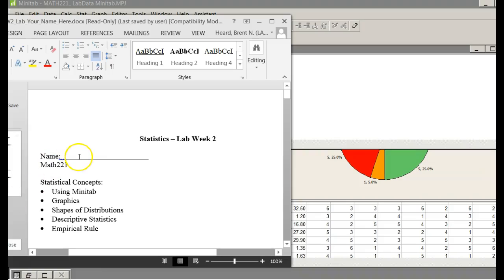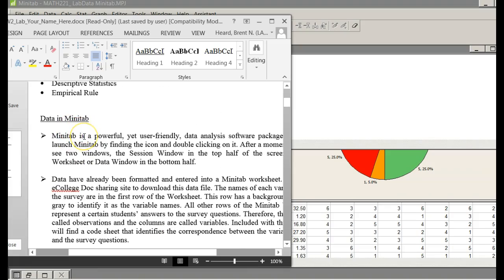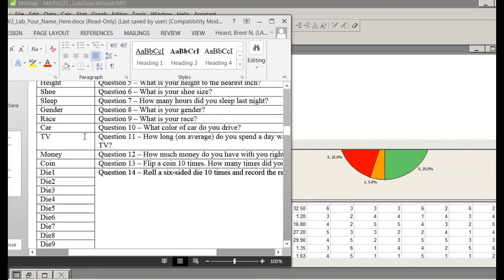Okay, we should be to number five. Let's go back. We have downloaded our lab. We put our name in here. John Doe is who I'll be right now. All of this verbiage here, we don't need to worry about, it's just explaining what the data is.